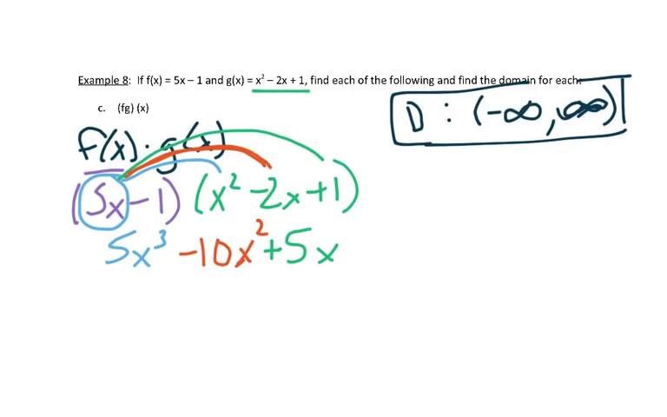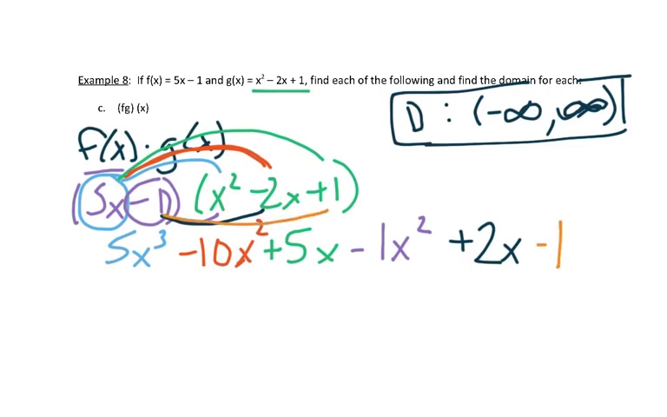So then we want to do the same thing with this negative 1. So we'll take negative 1 times x squared, would be negative 1x squared. And then negative 1 times negative 2x will be positive 2x. And then negative 1 times positive 1 would be negative 1.